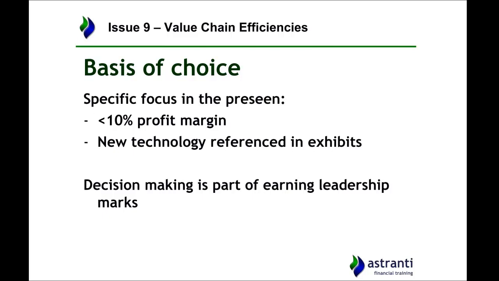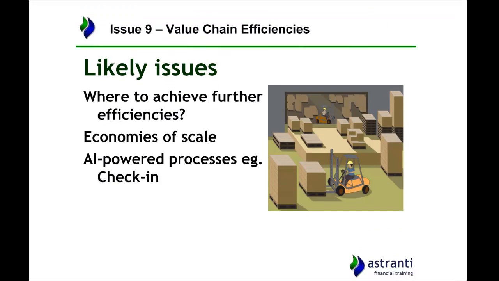So with that in mind, there's a lot of these decisions to be made between different efficiencies. For example, if you reduce the admin department because you've implemented new technology, there's going to be some consequences for staff morale, etc. So with that in mind, the decision-making marks come in here in regards to leadership. So what are the likely issues here? Well, it's where to achieve further efficiencies. This could be economies of scale, or it could be AI-powered processes with, for example, checking in without any staff involvement. It would be quite an automated, easier process that way.